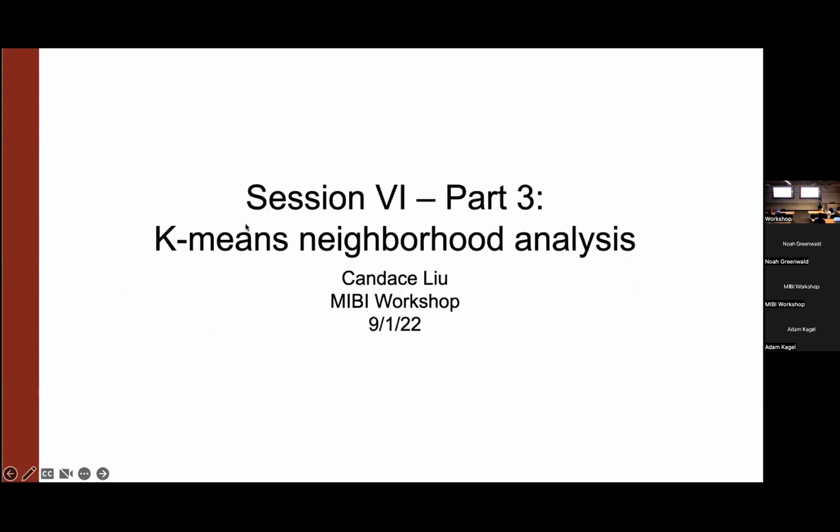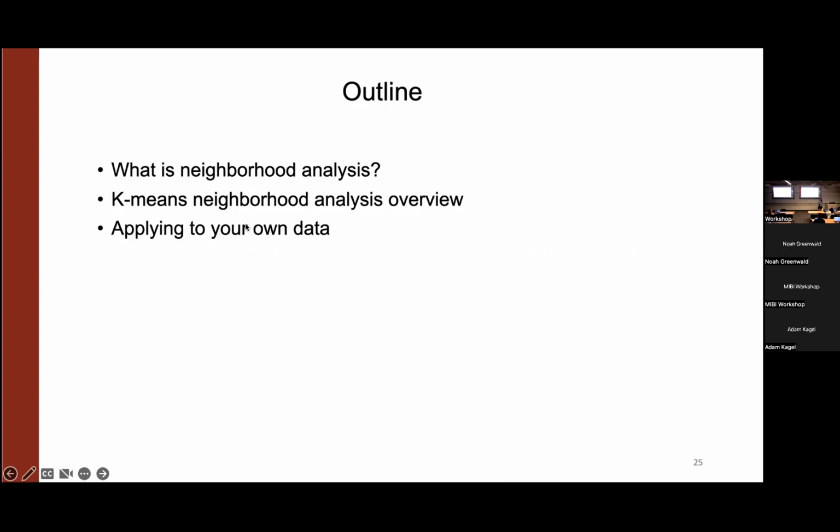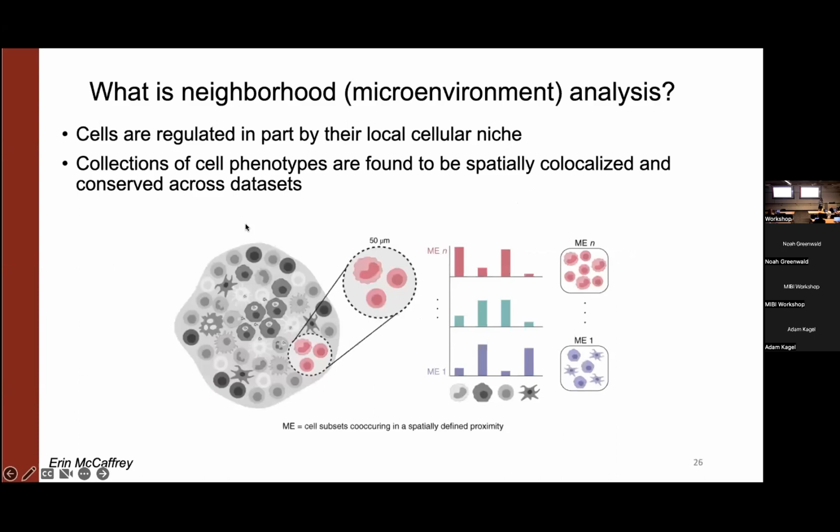Okay, hi everyone, I'm back to talk about K-means neighborhood analysis. This is really the second class of spatial analysis that we typically do in our lab, where we try to identify neighborhoods in our data. So first I'm going to go over what neighborhood analysis is, give an overview of K-means to find these neighborhoods, talk about some practical ways to apply this to your own data, and give an example in ductal carcinoma in situ, or DCIS.